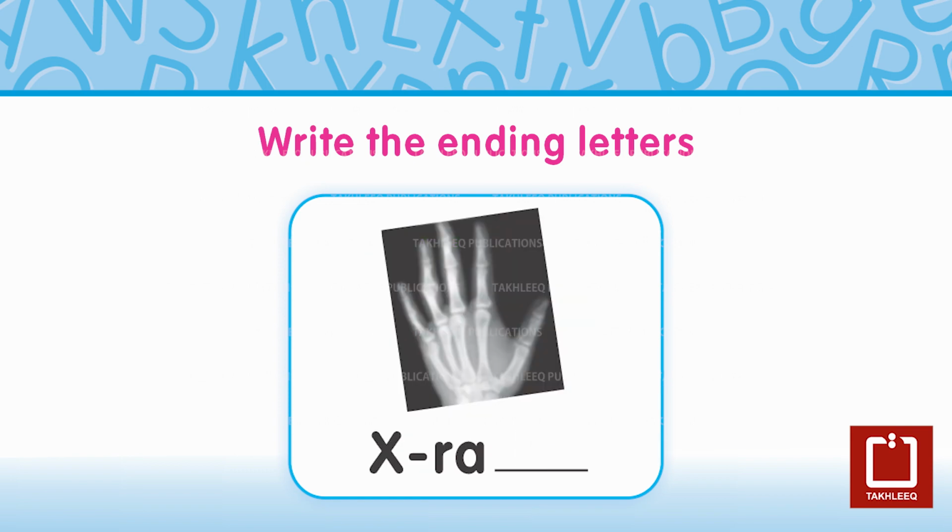Here we see the picture of an X-ray. Here is written X-R-A-dash. The spellings of X-ray are X-R-A-Y. X-ray. Here, ending letter Y is missed. So we write here Y.